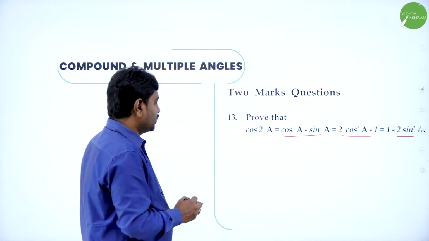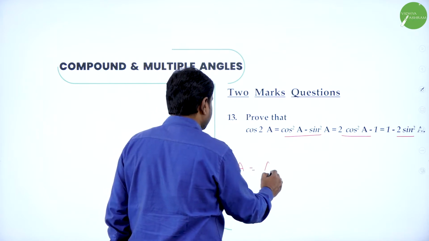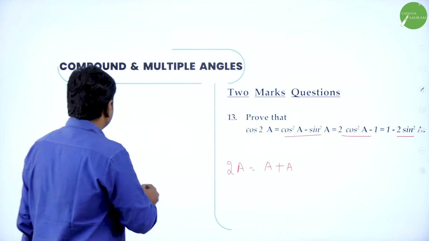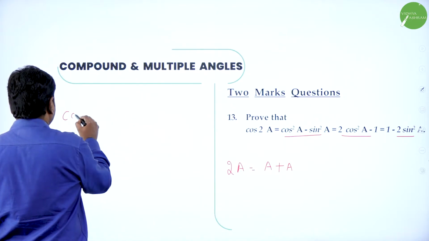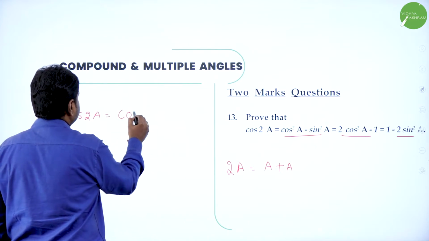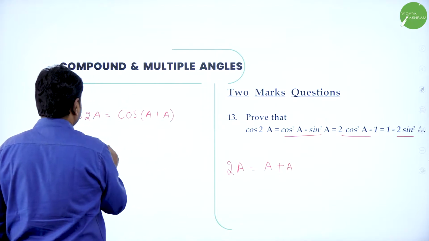See, first we'll take 2a in the form of a plus a. Can we write 2a as a plus a? So we'll take 2a as a plus a and we'll continue. So first let us consider cos 2a. Can I write cos 2a as cos of a plus a? Now if you observe, this is in the form of cos of a plus b.